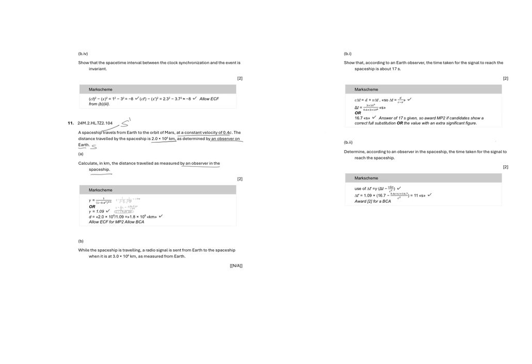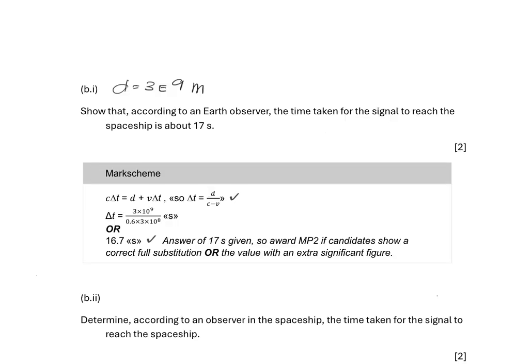Okay, so 11b. The spaceship is traveling, and a radio signal is sent from Earth to the spaceship when it is 3 times 10 to the 6 kilometers as measured from Earth. All right, so as measured from Earth, that's important. So the distance is 3 times 10 to the 9 meters, because this is kilometers, and if we're dealing with the speed of light in meters per second, we have to convert back to meters.